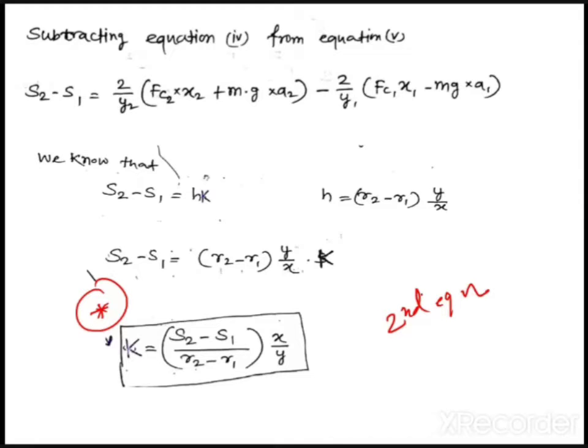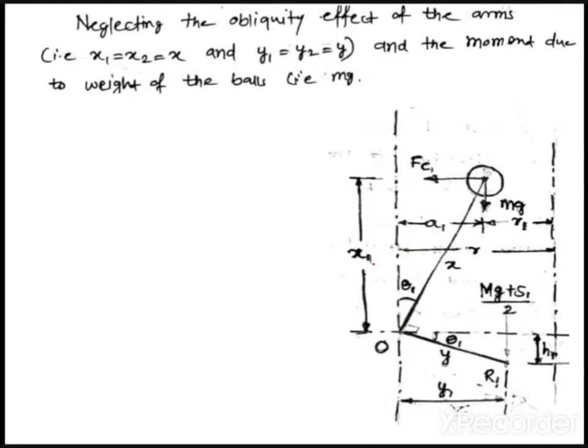So considering the obligatory effect, we are getting K is equal to S2 minus S1, R2 minus R1 upon X upon Y. I hope it is clear to you. Now case number two. Let us understand case number two, very easy, and then we'll go to the problems.